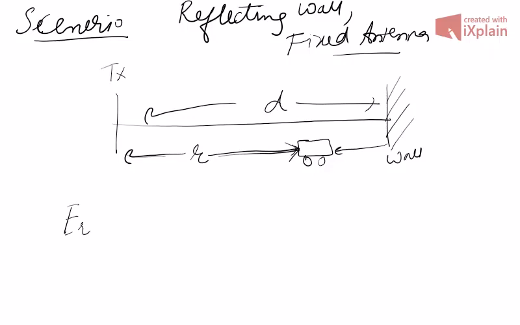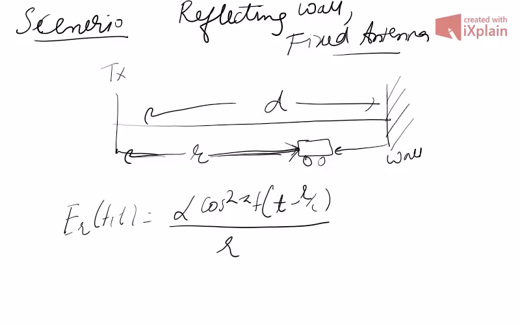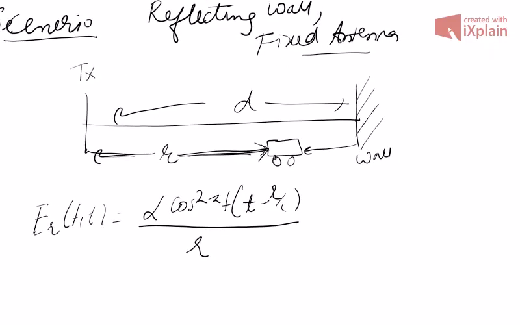Okay, so very simple. Reflection changes the phase. So at the receiver, your electric field can be written as alpha. So one part is directly at distance r, cos of 2 pi f t minus r by c, divided by r. Nice. And the second part will be minus alpha, because there is a 180-degree phase shift. So minus alpha cos 2 pi f t minus.